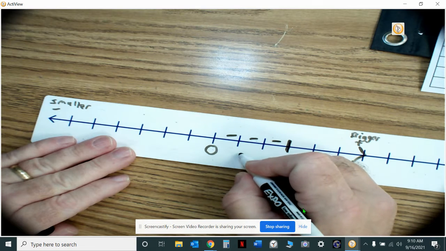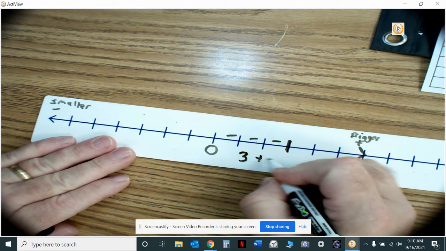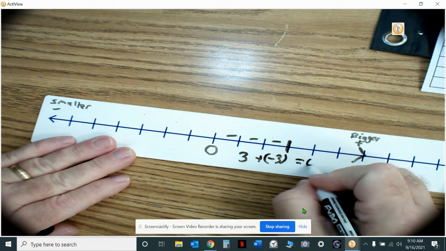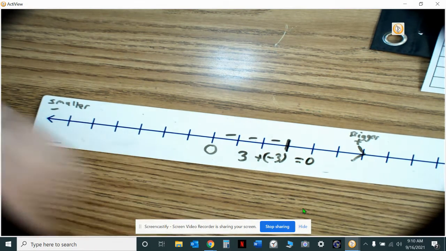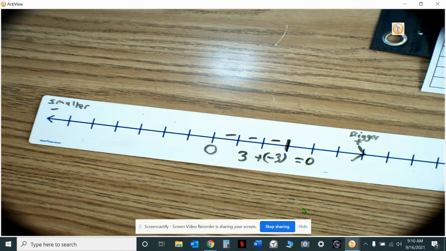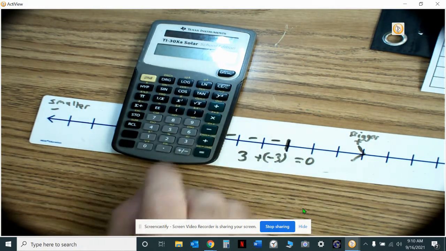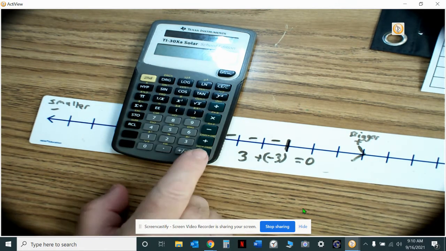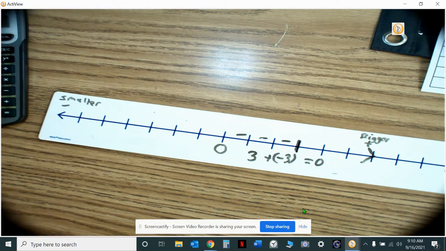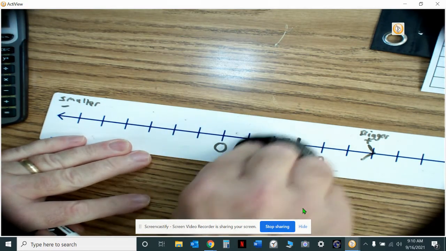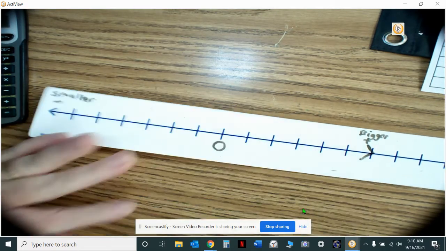And look at what we see. 3 plus its opposite equals 0. All right, we're going to prove it by plugging it into the calculator. Here we go. 3 plus negative 3 equals 0. Okay, it's really, really easy. It's even easier than what I'm saying right now. I'm going to tell you something in a second that's going to make it ridiculously easy.